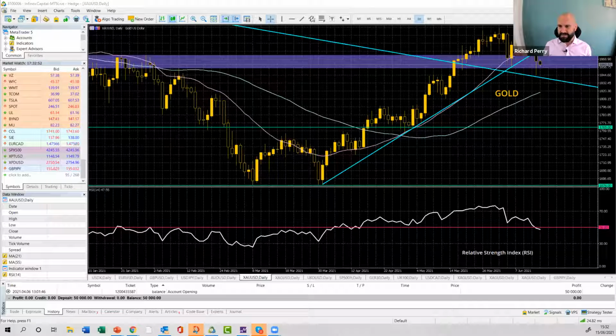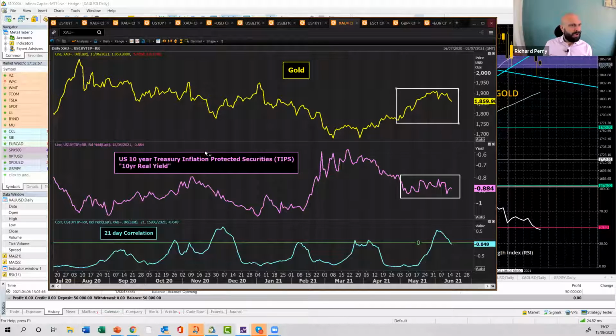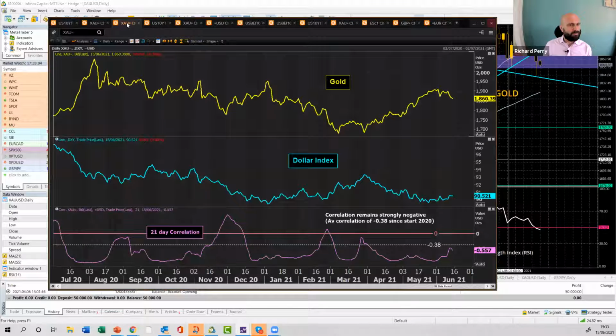I can find my chart. Gold versus yields. That's not the one I want. The one I want is gold versus the dollar. There you go. Correlation remains strongly negative. Average correlation of minus 0.38. So that's on a scale where minus 1 is perfect negative correlation. Minus 0.38 is considered to be pretty strongly negative, certainly on an average basis. At the moment it is minus 0.5, 0.6.